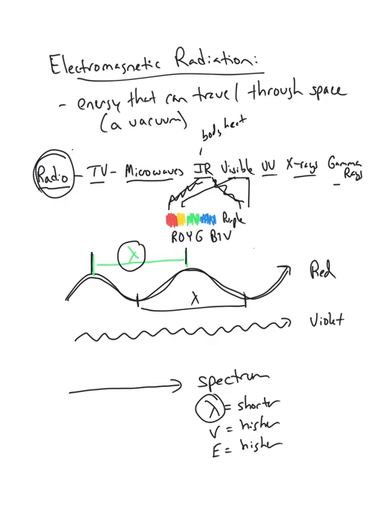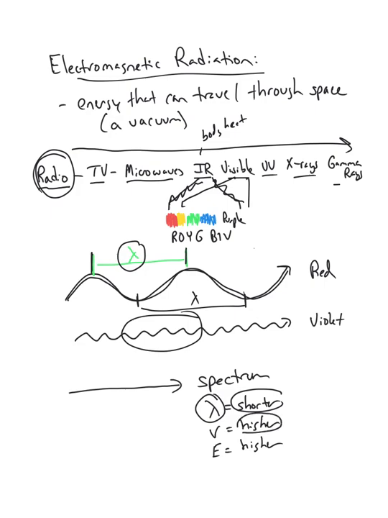When I go across from radio waves to gamma rays, the wavelength gets shorter. So you can see right here what a shorter wavelength would look like. Because it gets shorter, it has a higher energy, or a higher frequency. The frequency is defined as the number of crests that pass a given spot each second. So frequency is the number of crests that pass per second.